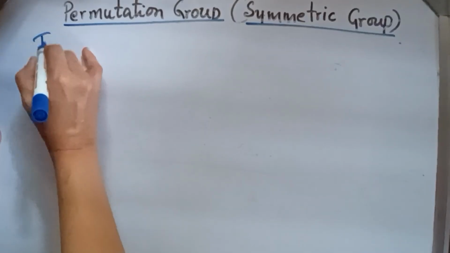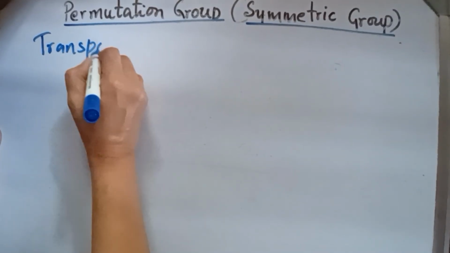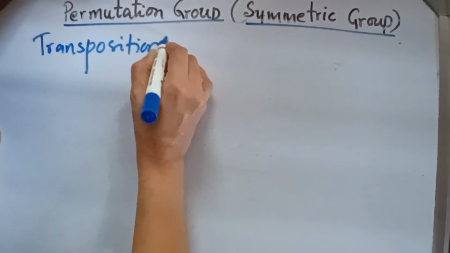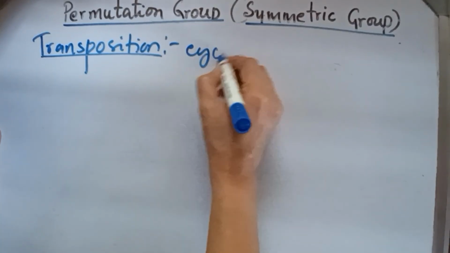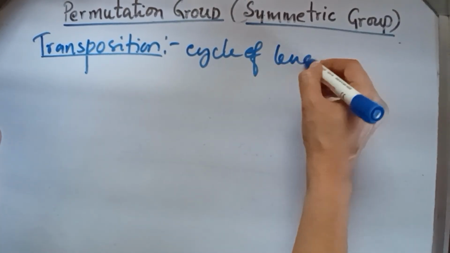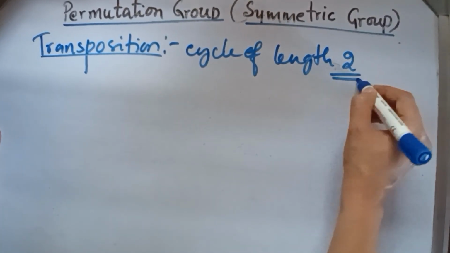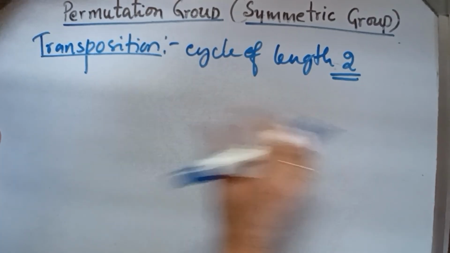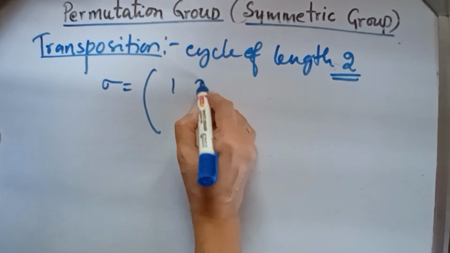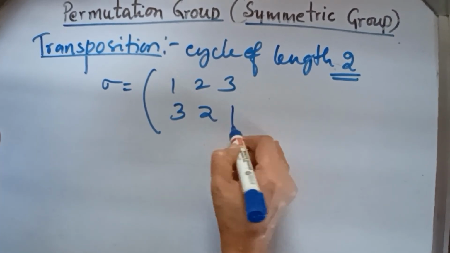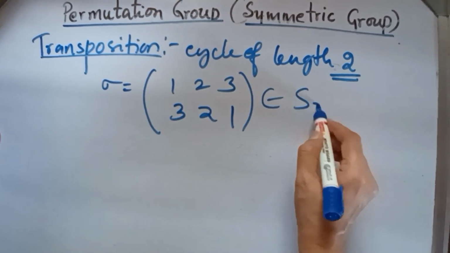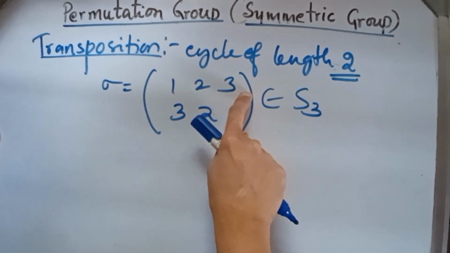Now what is a transposition? Transposition means it is a cycle of length 2. It is called a transposition. See, for example, if you have sigma equal to (1, 2, 3; 3, 2, 1), where this sigma belongs to S3, you have to see the first row. How many elements are there?